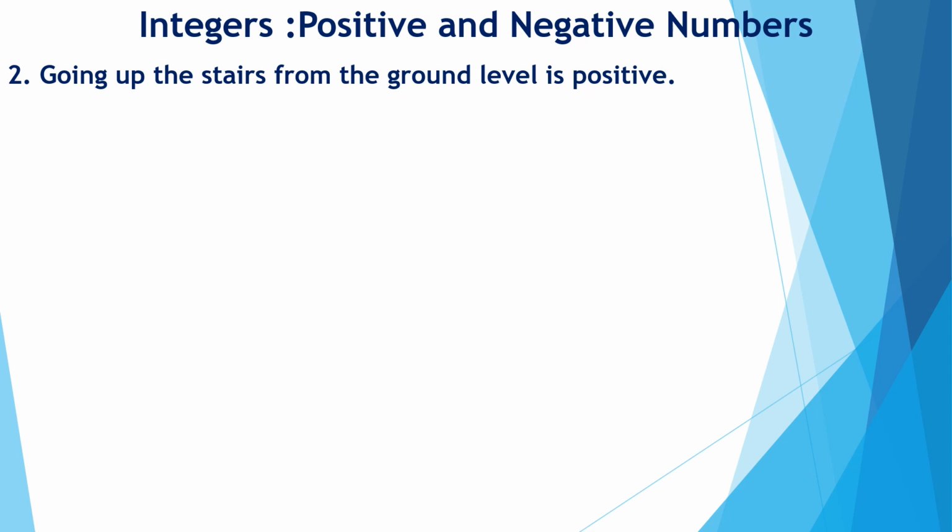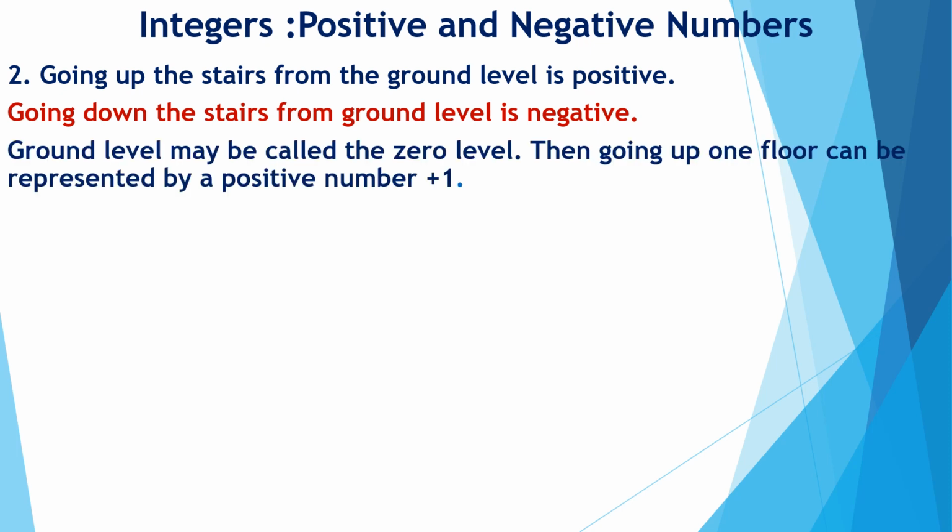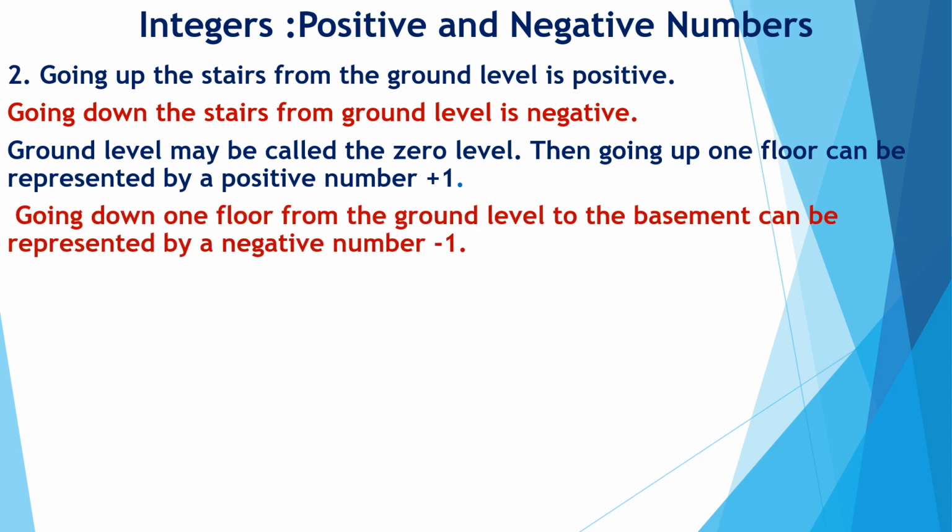Going up the stairs from the ground level is positive. Going down the stairs from the ground level is negative. Ground level may be called the zero level. Then going up one floor can be represented by a positive number, +1. Going down one floor from the ground level to the basement can be represented by a negative number, -1.